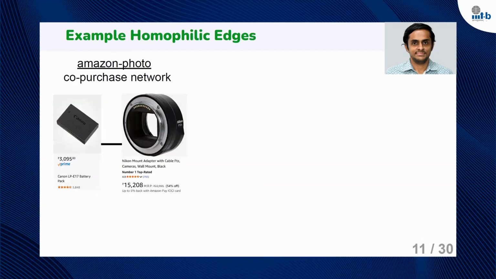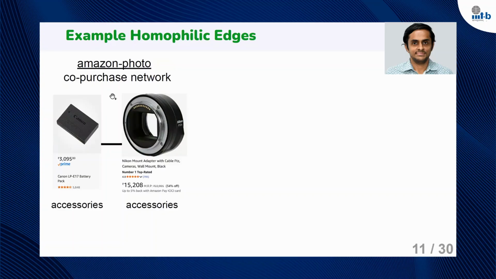Okay, so let's look at some example data sets that we investigated in this research work. One is the Amazon recommendation data set, the Amazon photo data set. All Amazon products related to photography are in this data set. There is an edge between two items if they are co-purchased frequently.